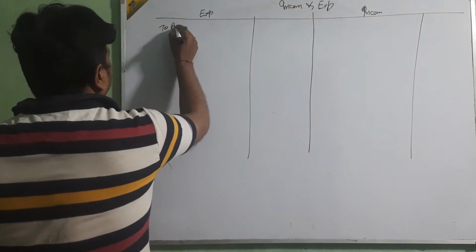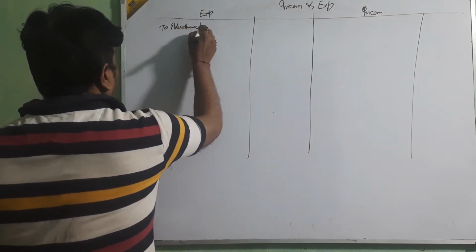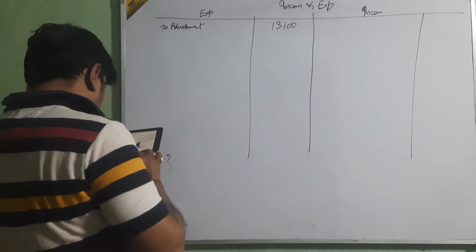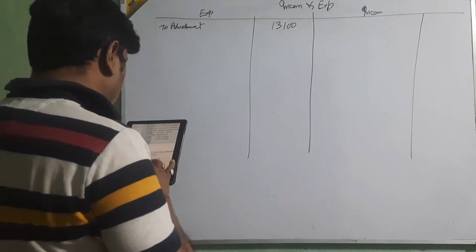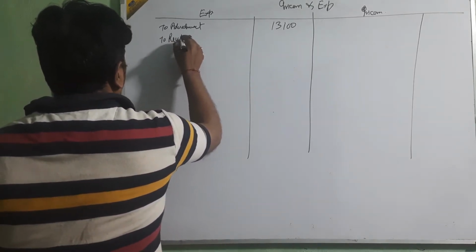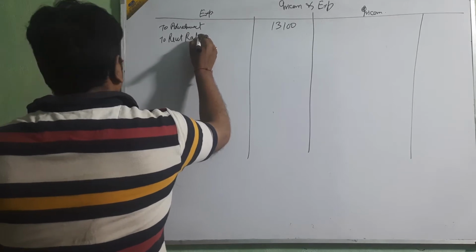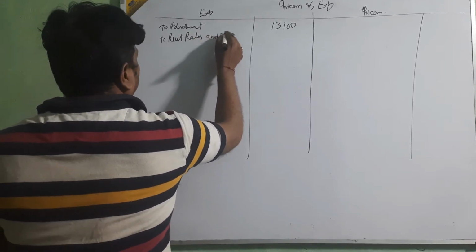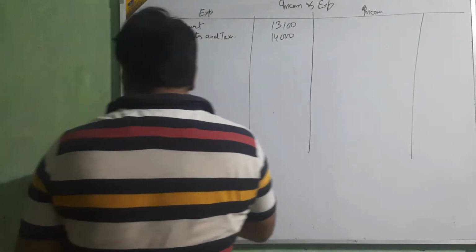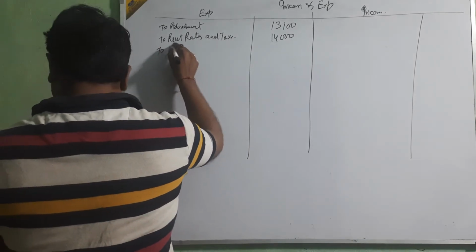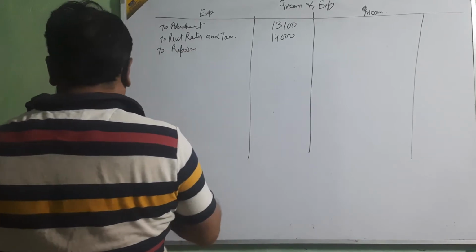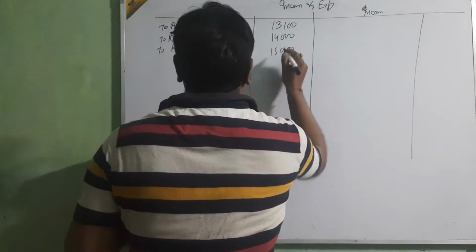Advertisement, 13,100. Okay. I think there is no adjustment about the advertisement. Okay, next. Rent, rates and taxes. The amount is 14,000 because it is an expense. Next, repairs. Amount is 15,000. Okay, beta? Clear?